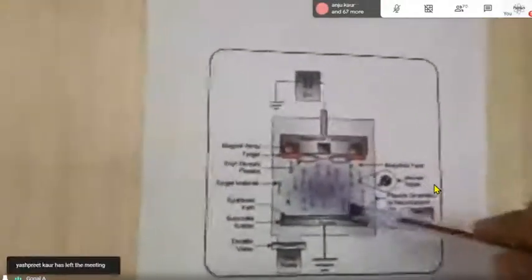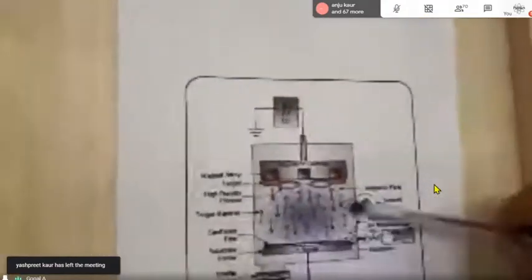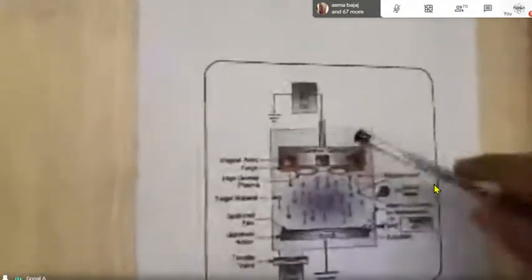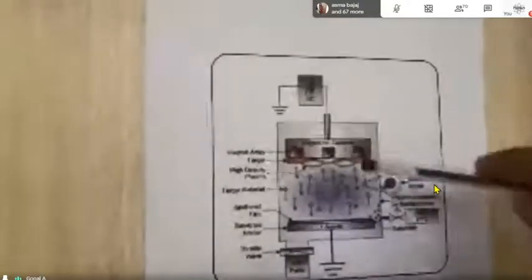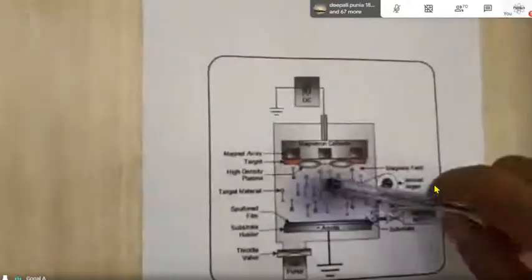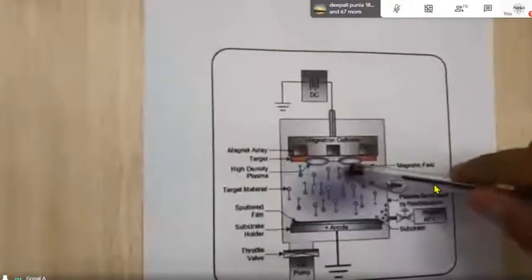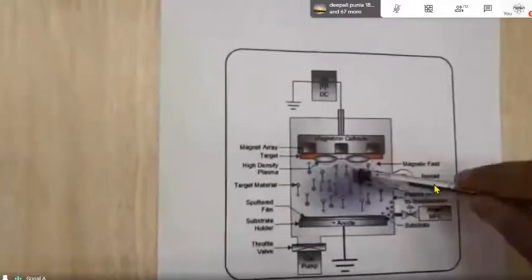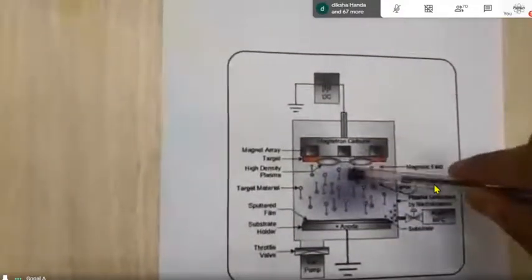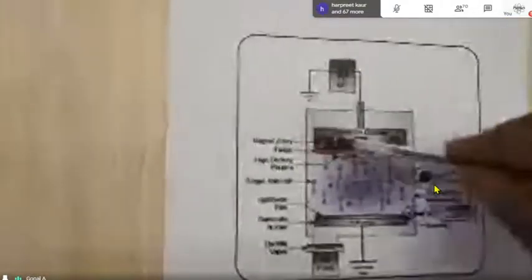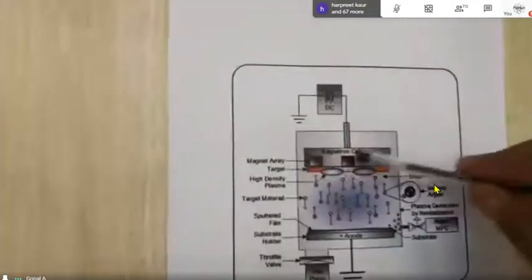The plasma is basically inside this chamber between the two. Right. Now this plasma has negative ions. Right. So as they interact with electrons here, because we apply also a magnetic field here. Right. So we put magnets behind the target.